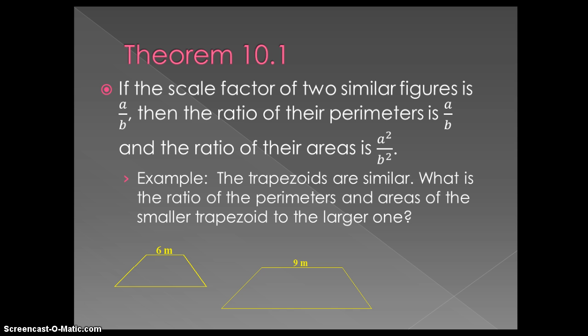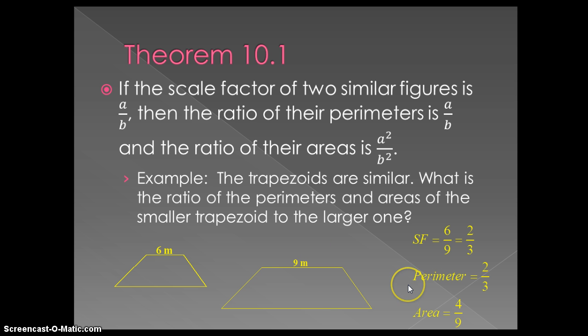The two trapezoids are similar, meaning they're the same shape but different sizes. What is the ratio of the perimeters and areas of the smaller trapezoid to the larger one? Well, we have the side lengths. So we know that the scale factor, or the ratio, is going to be 6 to 9, or 2/3. And we get that from looking at the two sides of our trapezoid, 6 to 9.